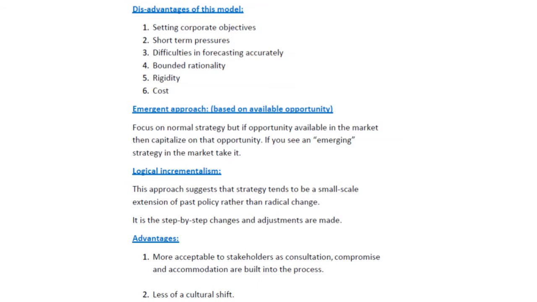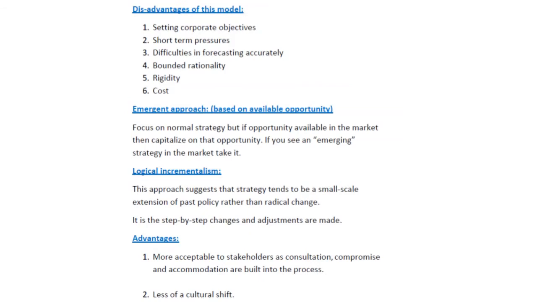Third approach is logical incrementalism. So this approach suggests that strategy is a small scale extension of past policies. So whatever is your current strategy, in the next year, you will slightly adjust it based on inflation, based on cost, and all of that. So it's saying that strategy is step by step, small changes.